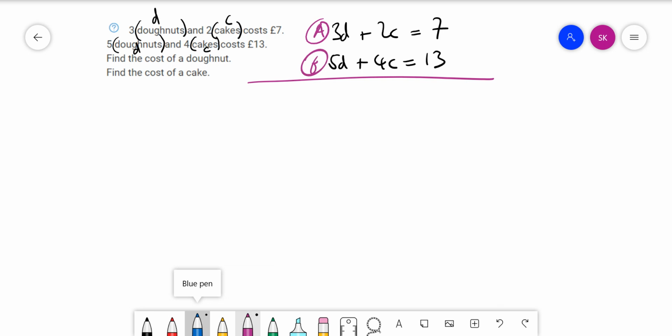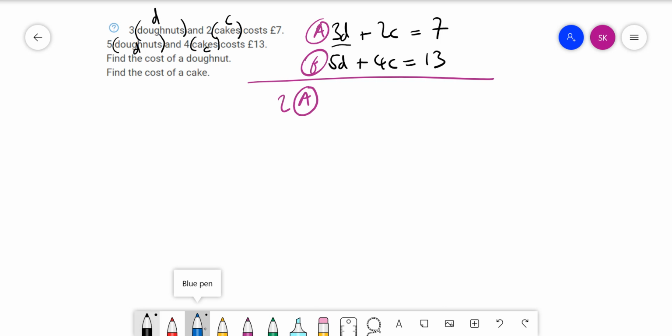Right, so I need to eliminate either the D's or the C's. Which do you think I should target? What's that? The D's? No, not the D's. Because if I have to eliminate the D's, then I have to multiply both A and B. It's not worth it. I want to make my life much easier by multiplying as little as I can. So I'm going to multiply equation A by 2.